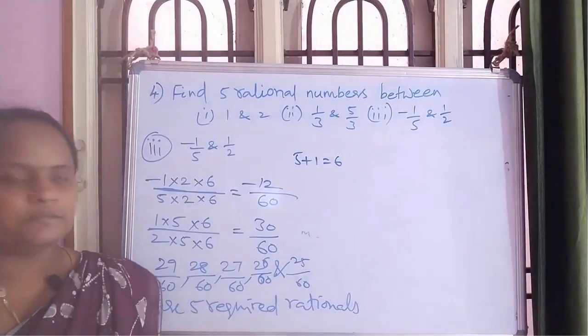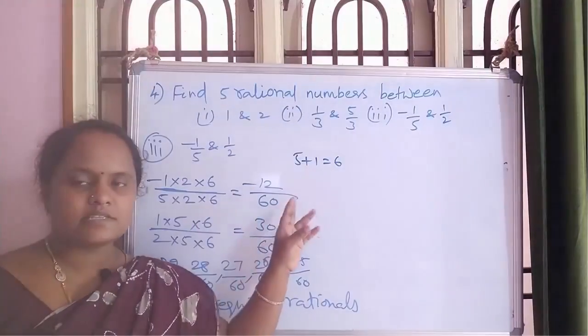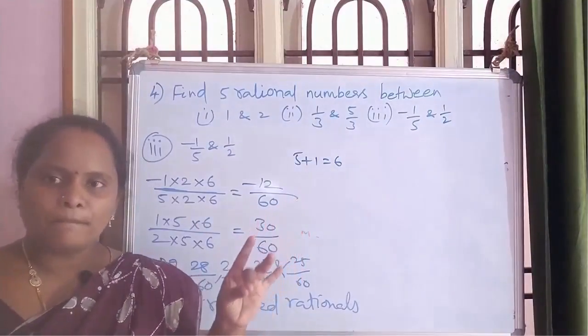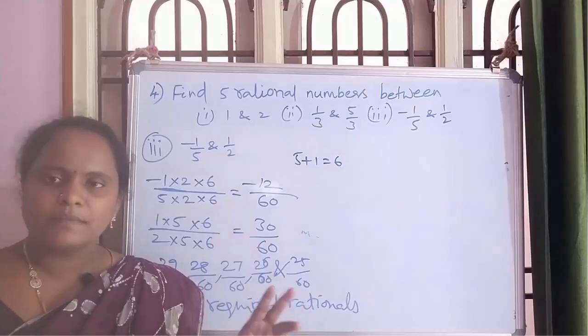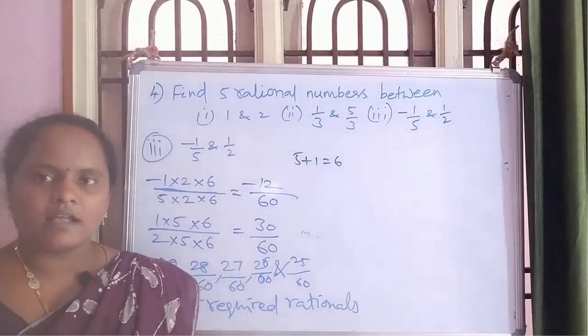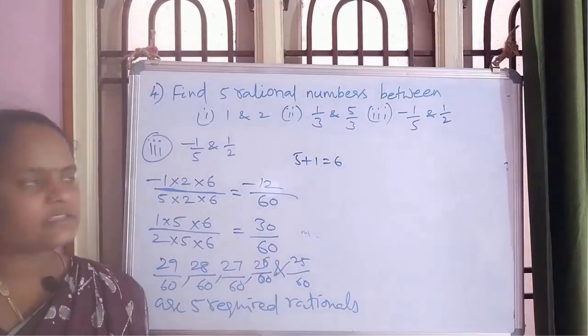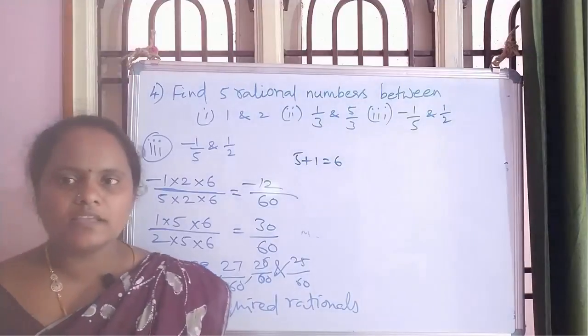I can write minus 12 by 60, just before that minus 11 by 60, minus 10 by 60, minus 9 by 60, minus 8 by 60, minus 7 by 60 also I can write. Those 5 rationals also I can write, or any 5 rational numbers I can write in between these. Here, so children, I think you understood.